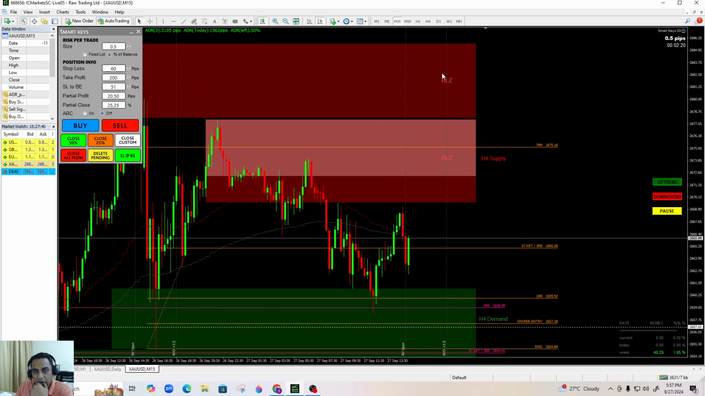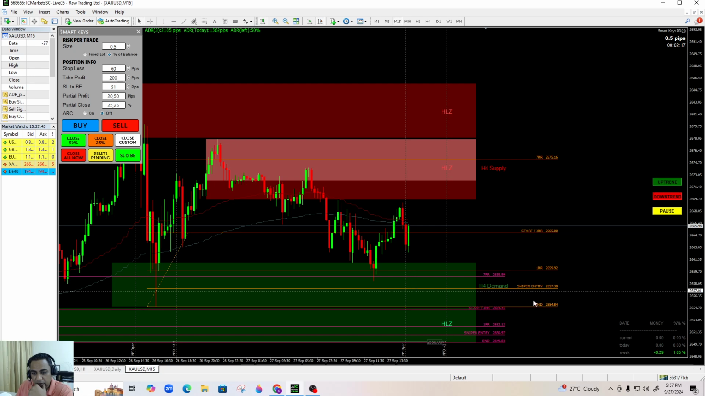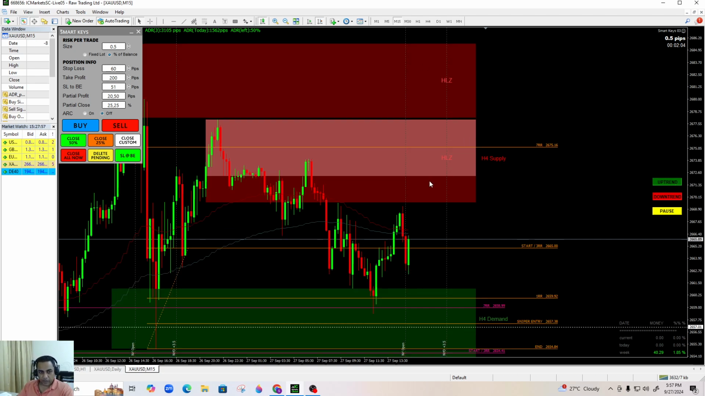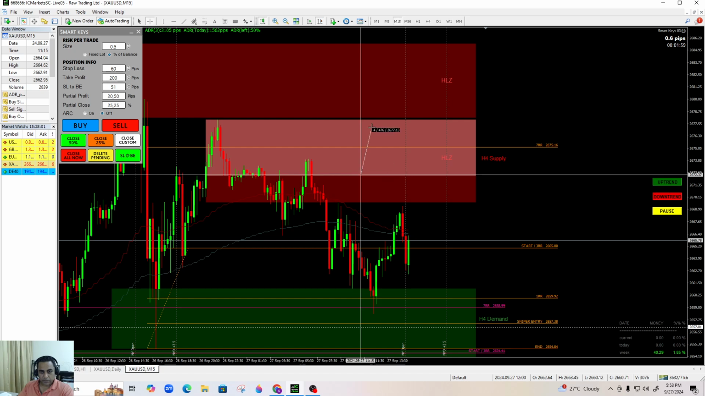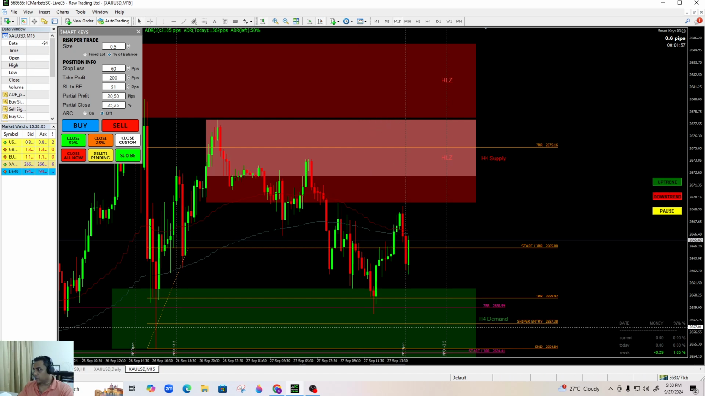So either here or here for a sell trade, and somewhere here or here for a buy trade. These are the areas. Either I look for a sell here or here, or I look for a buy here or here. That's the plan. And they're basically all about 25 pips, roughly.